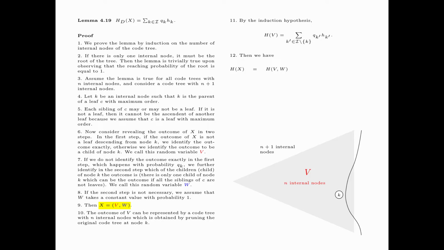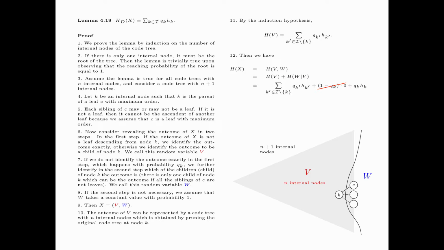H(X) is equal to H(V,W), which by the chain rule is equal to the entropy of V plus the entropy of W given V. Now the entropy of V by the induction hypothesis is given by this summation. For the entropy of W given V, we consider 2 cases. For the first case, the random variable V is not equal to node k, which happens with probability 1 minus Q_k. The conditional entropy is equal to 0. For the second case, the random variable V is equal to node k, which happens with probability Q_k. For this case, the conditional entropy is equal to H_k, the conditional entropy of node k.